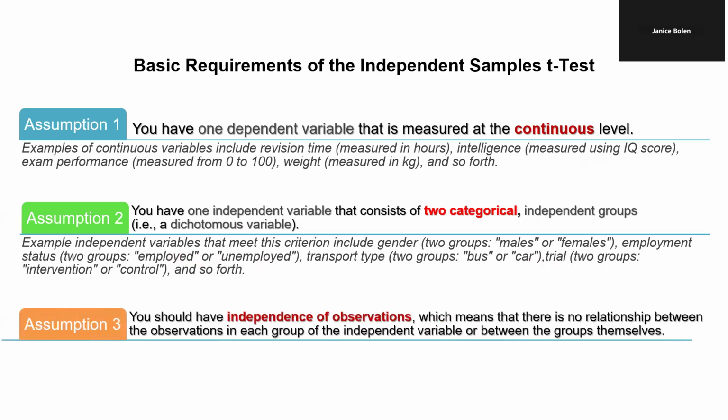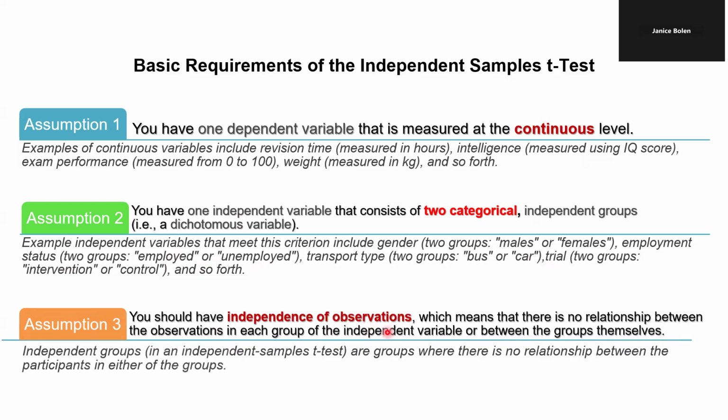The third assumption is what you call independence of observations, which means that there is no relationship between the observations in each group of the independent variable or between the groups themselves. To ensure that there is independence of observations, we choose a different set of participants or different elements belonging to the two groups.